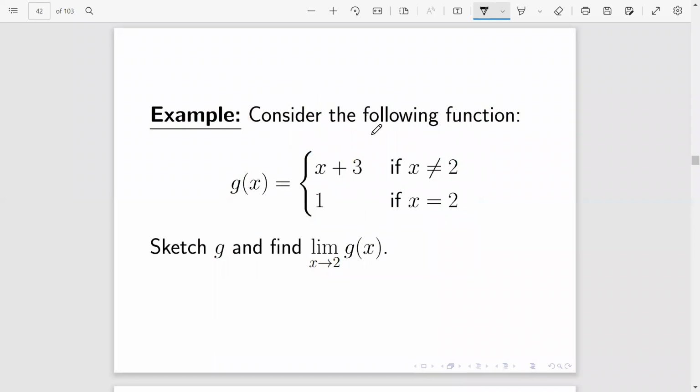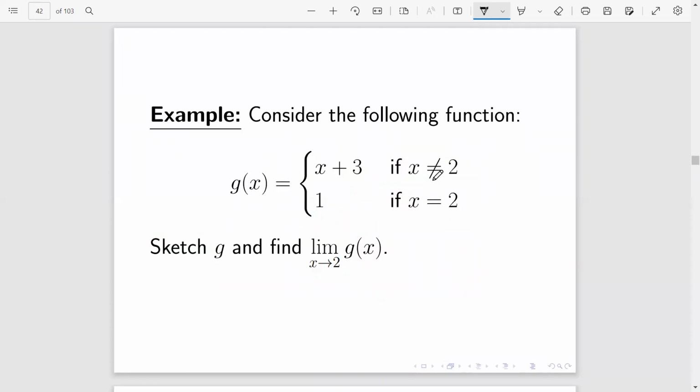Let's look at this function here. We have another piecewise function, and we say that when x is not equal to 2, the function is defined by the straight line x plus 3. And when x is equal to 2, the y value will be 1. So we are asked to sketch this function and also find the limit of g of x when x goes to 2. What happens with the y values when x values are approaching 2?